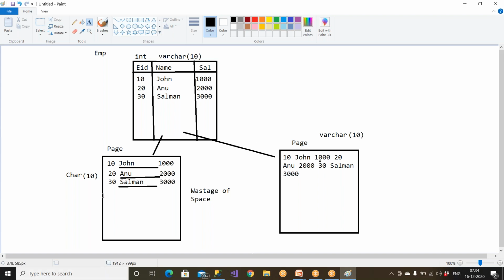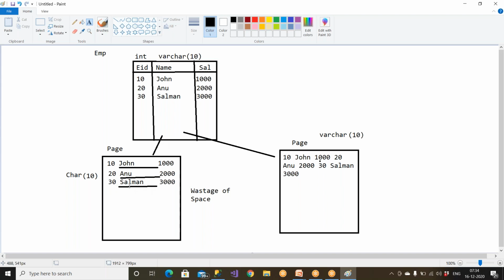But char is similar to a parcel meal or takeaway meal. In the takeaway meal, they'll give you a fixed length of food. So if you consume it completely, then there is no wastage. If you consume only one third of that, then the remaining 70% will go waste. So that is what is going on here. Clear?